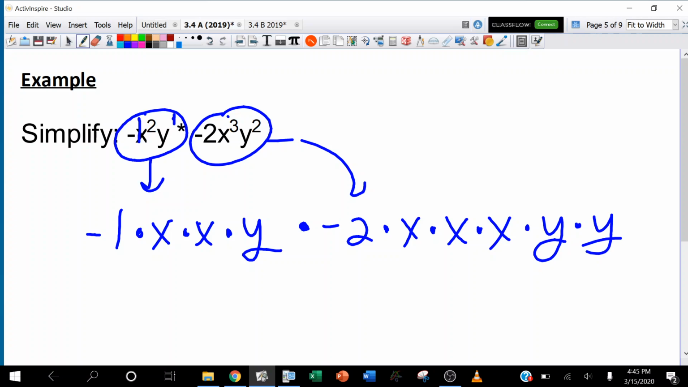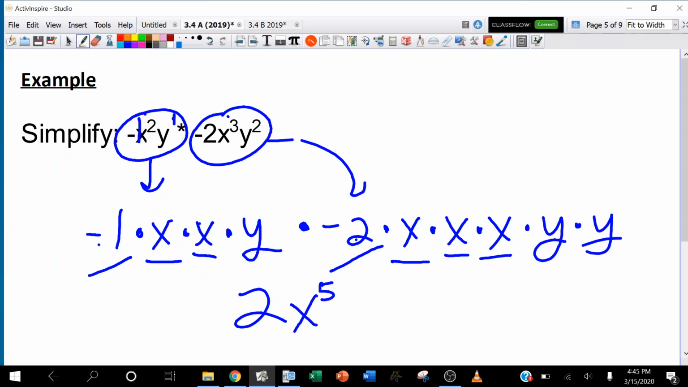Now I'm going to multiply the terms together that are alike. Once again, I'm going to start with the coefficients, the numbers in front of the terms. So I got -1 times -2, that's +2. And then I got the x's, so a shorter way of saying x times x times x times x times x would be x to the 5th. And then for the y's, a shorter way of saying y times y times y would be y to the 3rd power, or y cubed.